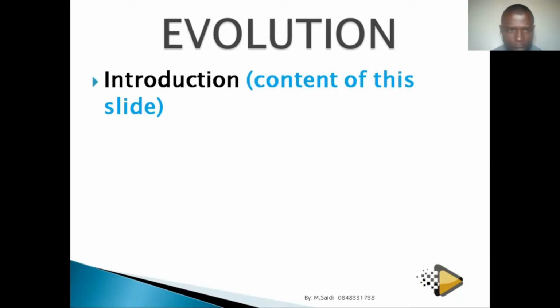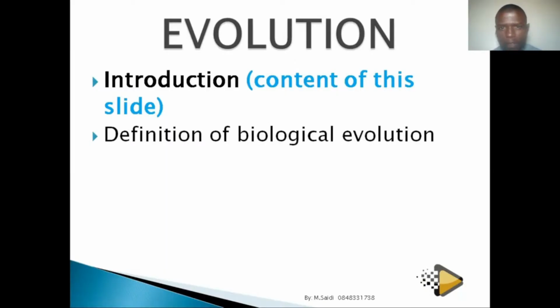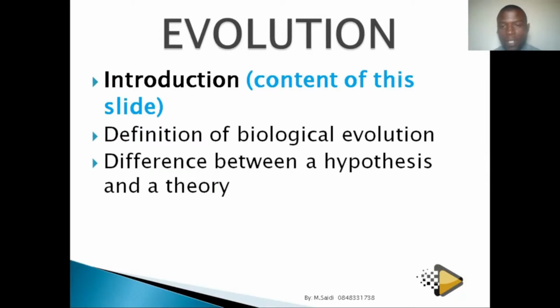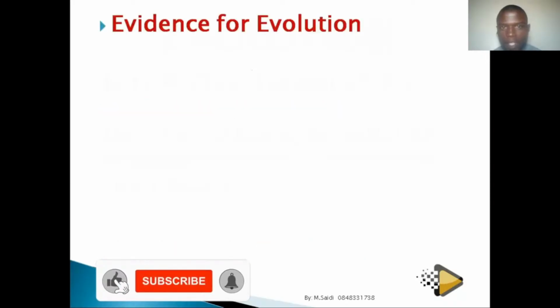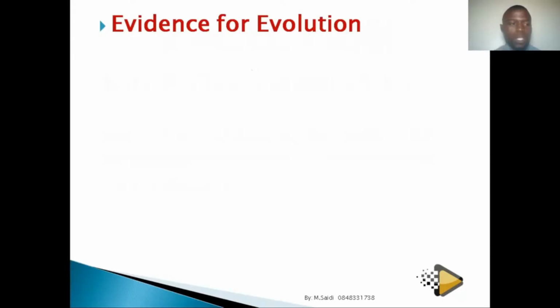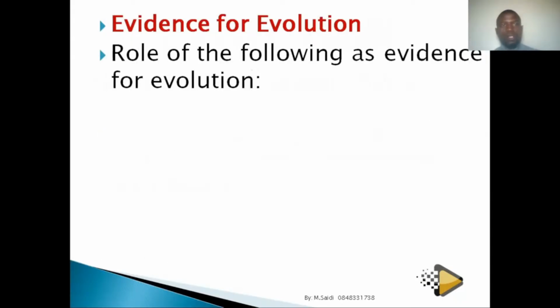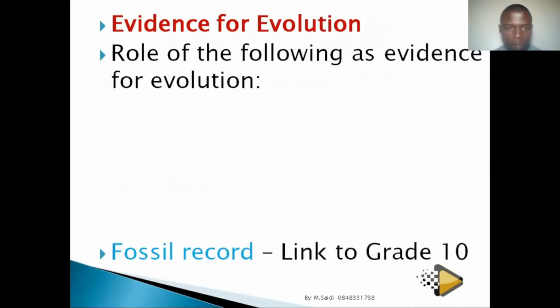In this topic, we are going to look at, number one, the definition of biological evolution. What does it mean? We are going to look at the differences between a hypothesis and a theory. You need to have a clear understanding of the difference between a hypothesis and a theory. And then we are going to look at evidences of evolution, the different evidences which support evolution, and the role of these evidences in supporting the evolutionary trends.